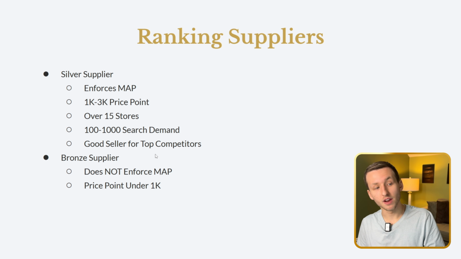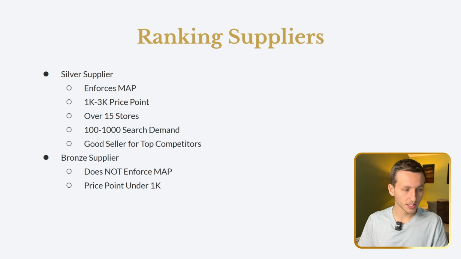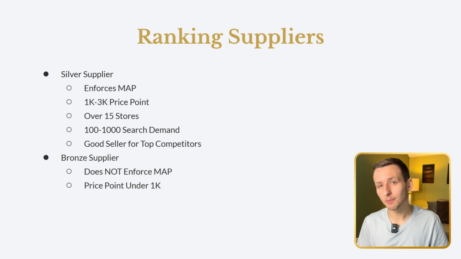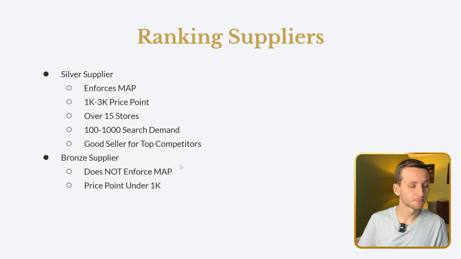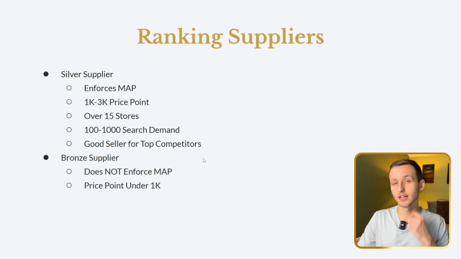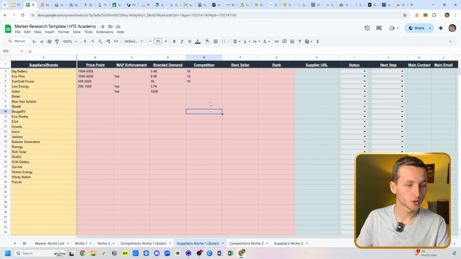Silver supplier, they enforce MAP. They have a $1,000 to $3,000 price point. They've got over 15 stores. They have 100 to 1,000 search demand, and they're a good seller for a top competitor. Again, just skip on that. Then a bronze supplier, they do not enforce MAP, and the price point is under $1,000. Okay, so let's go ahead and rank these suppliers.